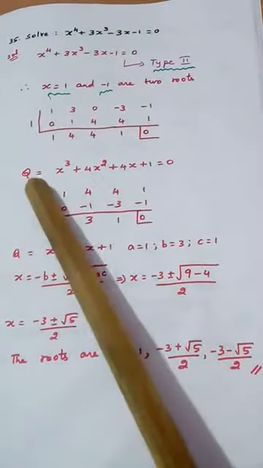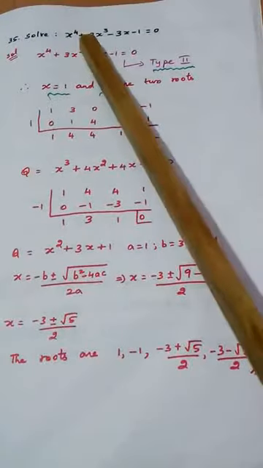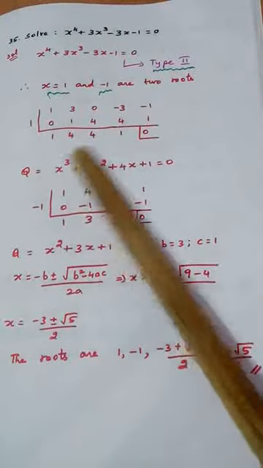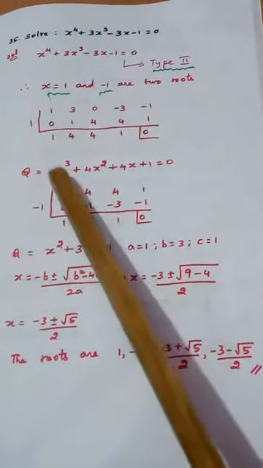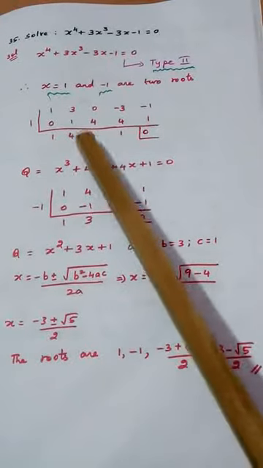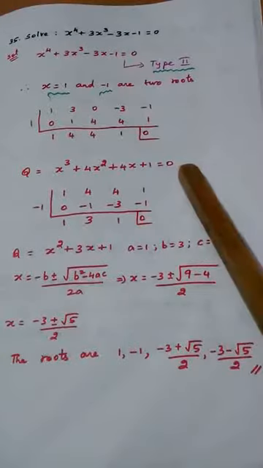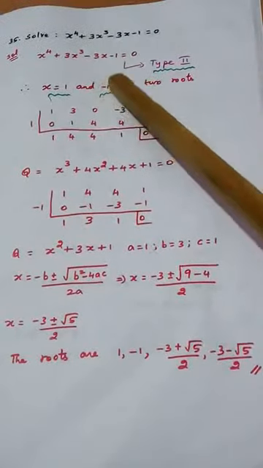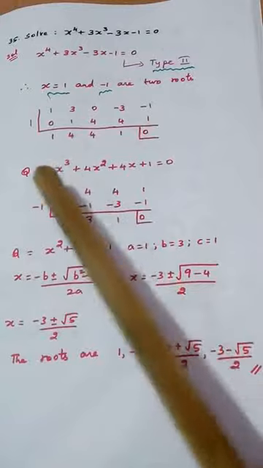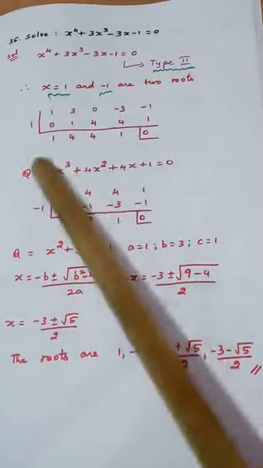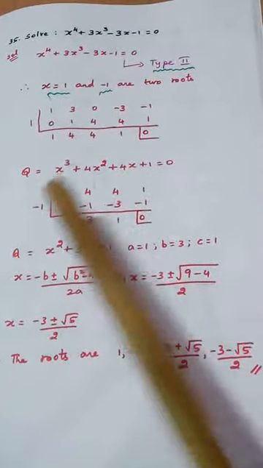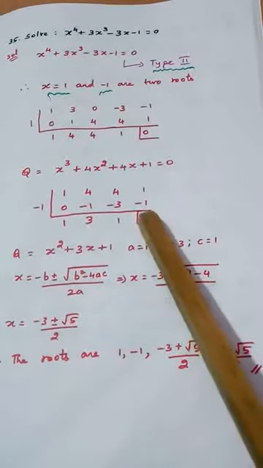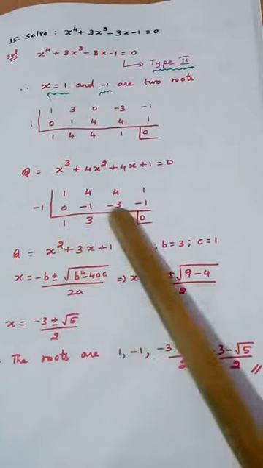Now see what the quotient is. Since it is a fourth degree equation, when we do synthetic division, the degree will reduce by 1. So we will start from the cubic equation: 1x cube plus 4x square plus 4x plus 1 equal to 0. Now I am going to do one more synthetic division using minus 1. This is the quotient now, so take these coefficients and do one more synthetic division using minus 1. So you will get like this. Again the remainder is 0. Now you will get a quadratic equation.